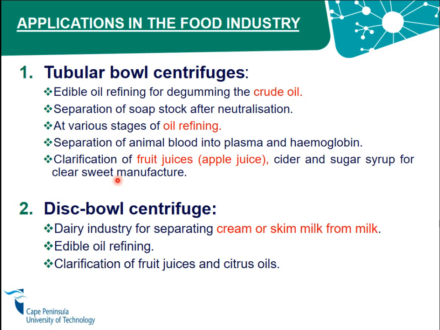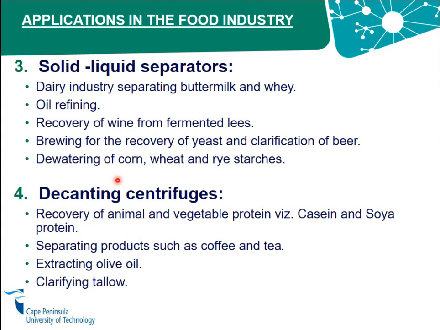And if we want to separate cream or skim milk from whole milk, we can then use what we call the disc bowl centrifuge. And if we also want to refine edible oils, like what we've done in the pilot plant, we can also use a disc bowl centrifuge. But if we want to recover wine from fermented lees, we can then use solid liquid separators. Also, in brewing, or in the production of beer, we can use solid liquid separators.